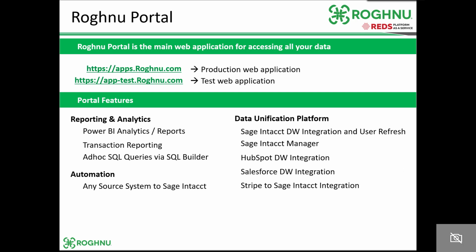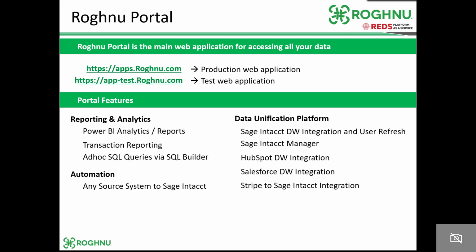The other parts are really the data unification platform, and this is the power of the Roghnu portal, and that's the data warehouse and the storage of all your system into an enterprise SQL Server environment. This includes our Sage Intacct data warehouse integration, as well as a user refresh, which allows users to refresh their data whenever they need it to be. So at month-end close, you have posted a bunch of journals and you don't want to wait until tomorrow for your data to be updated. You can go in and refresh it.